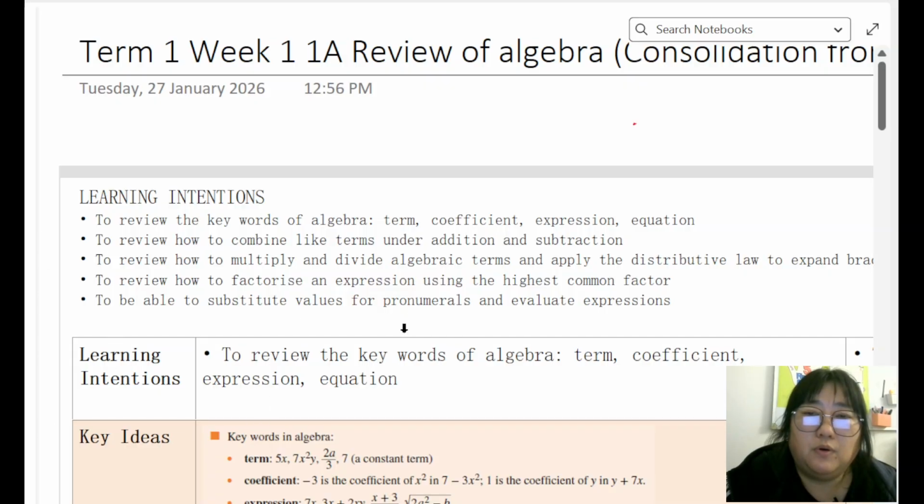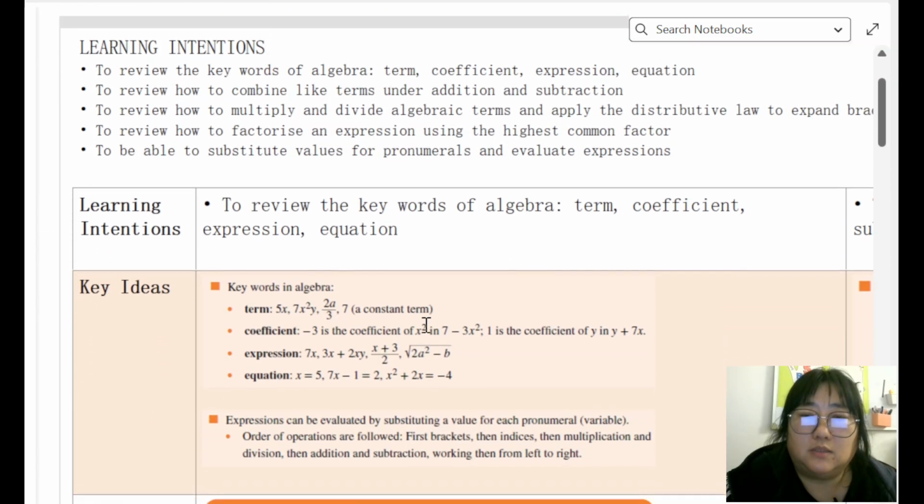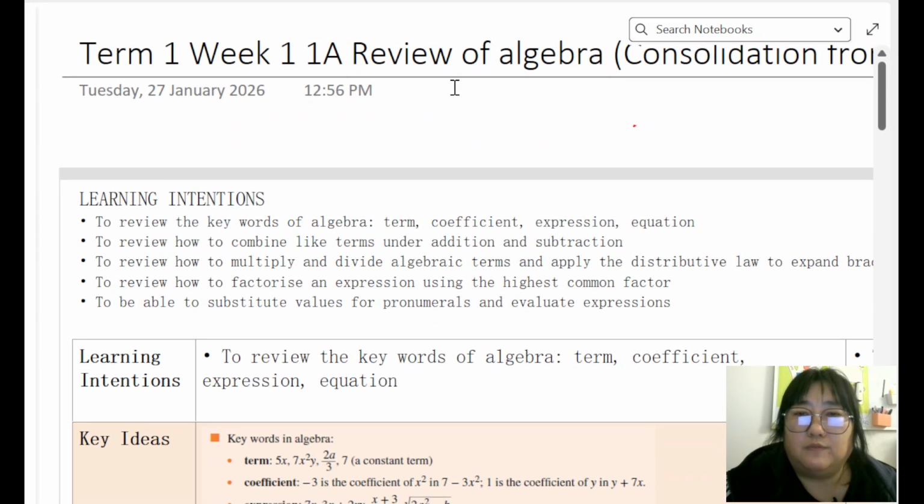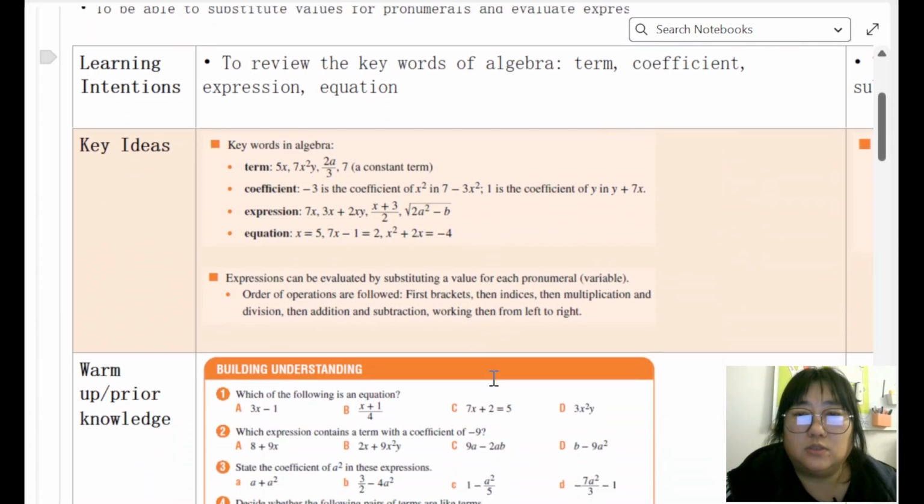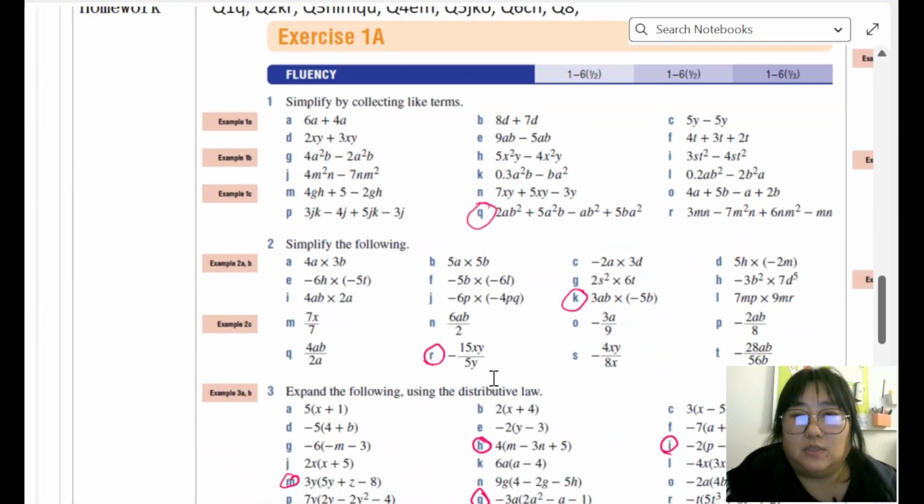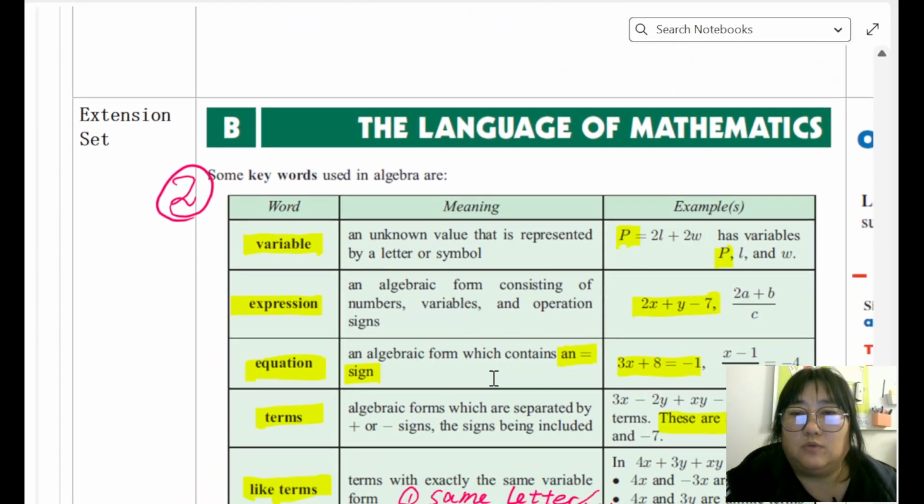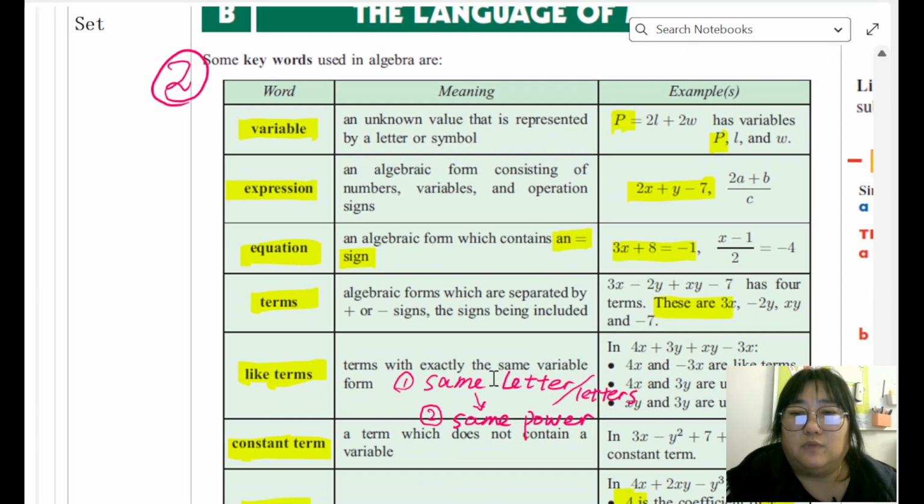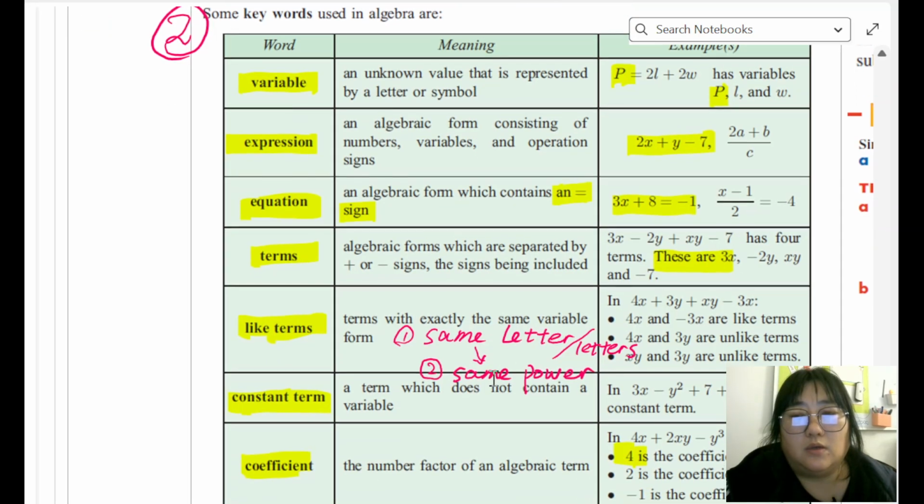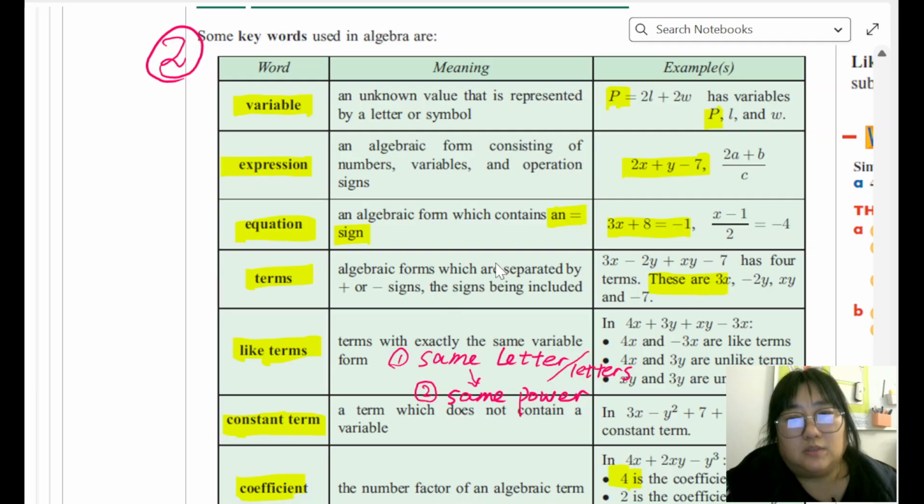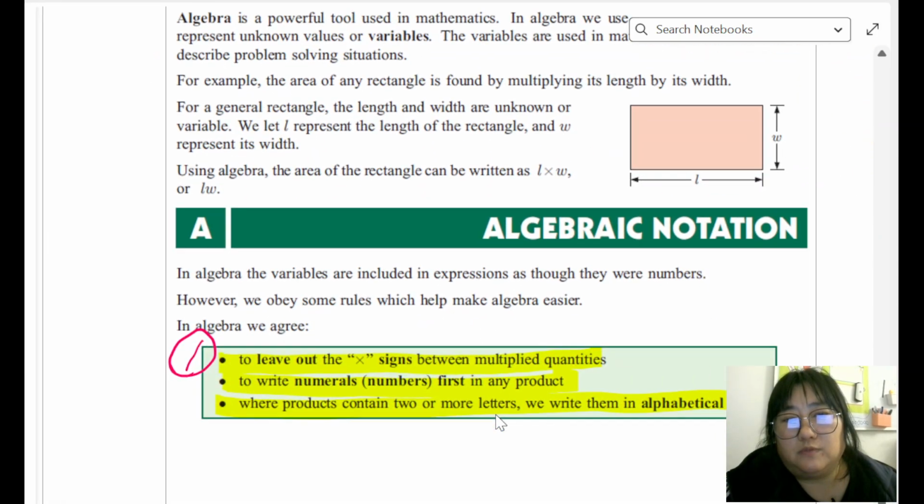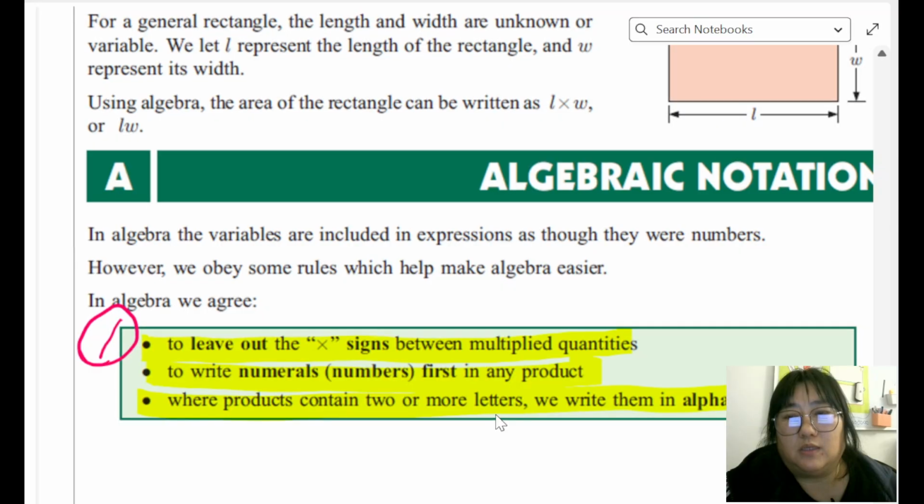So before we start the contents, after they write down the title and the date, they check the learning intention, and I will ask my students, what do these keywords mean? And if they have no clear idea, I will ask them to copy down some keynotes. The first keynotes always start from here.